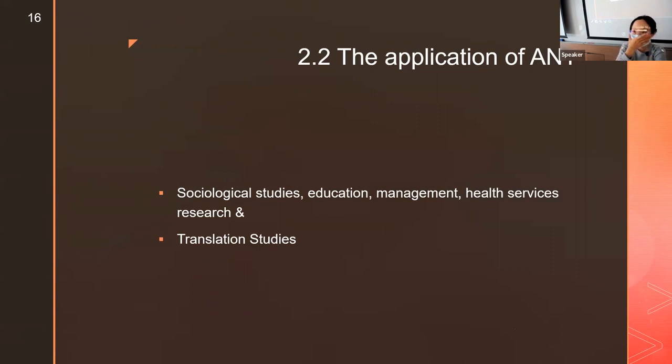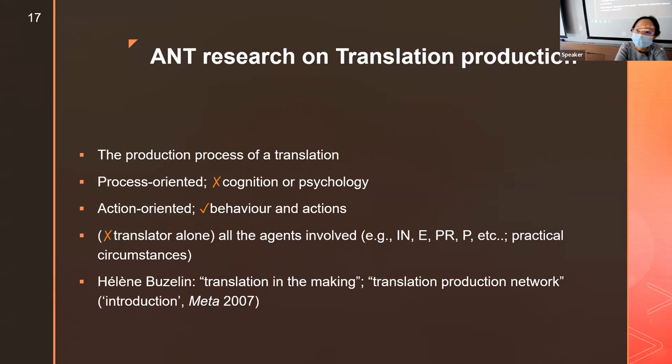ANT has been applied to many areas of research: of course sociological studies, and also education, management, health service research, and, importantly for us, translation studies. When applied to translation, ANT always leads to studies that focus on the translation production process, right? The manufacturing process of translation.